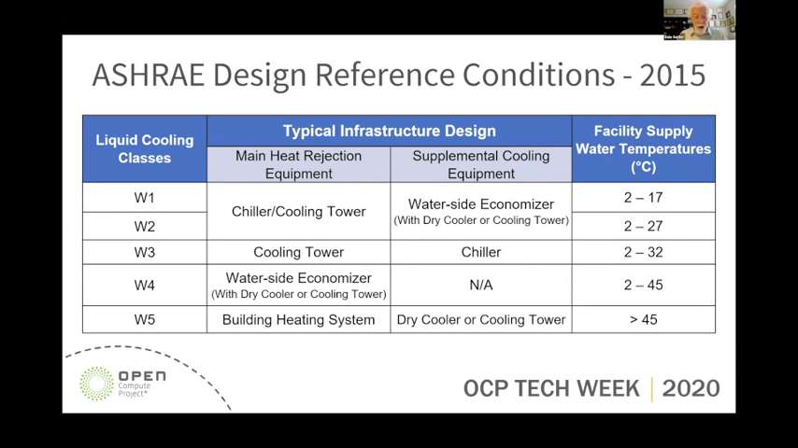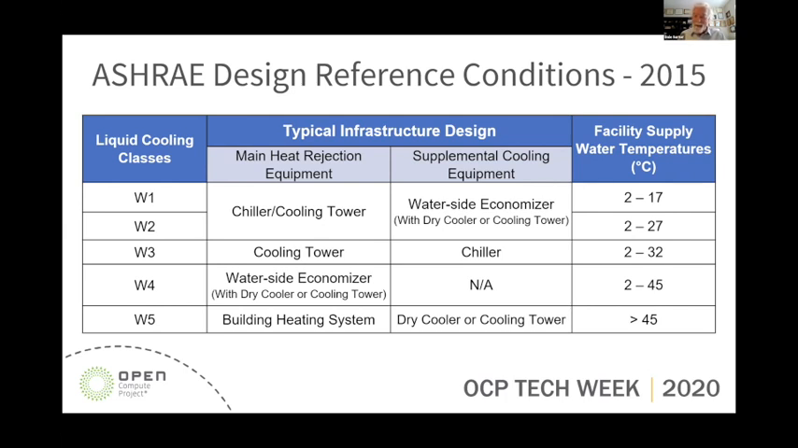W4 really assumes a water side economizer without a chiller backup. This would be a compressorless system with either a dry cooler or a cooling tower. And here, the temperature required goes up to 45 degrees. And then W5, the concept is for greater use of the waste heat for heat recovery. And those will be in temperatures above 45.